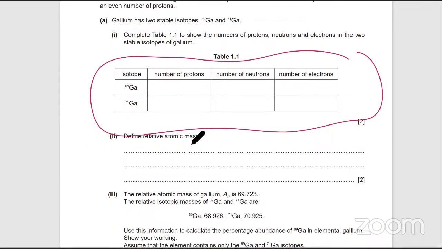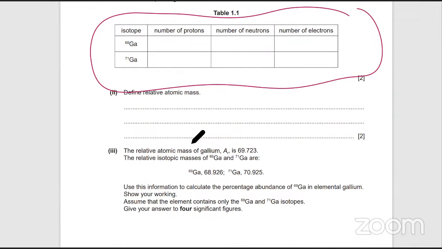Relative atomic mass, what's the definition? So mass relative to the mass of carbon-12 isotope. Partially, okay, you'll get 1 mark for this. It's the average mass of an atom. Average mass, write that first. It's the average mass of an atom compared to 1/12 the mass of carbon-12 isotope.